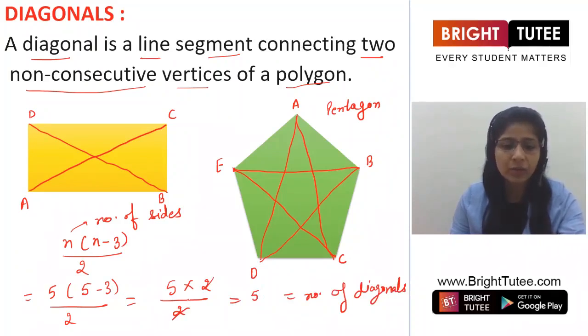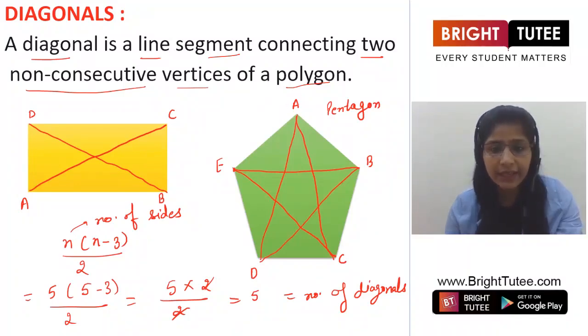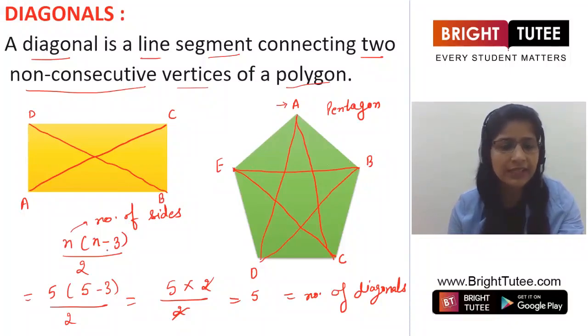Okay, why are we doing this, that every time we are going to do n minus 3? The reason here is the vertex A. If we consider the first vertex A, it can't form a diagonal with itself. Also, it can't form one with E and B. So for every polygon, you will find a vertex that will not form diagonals with 3 of them: itself and the 2 adjacent vertices. So that's why we write n minus 3, and it applies to all polygons.